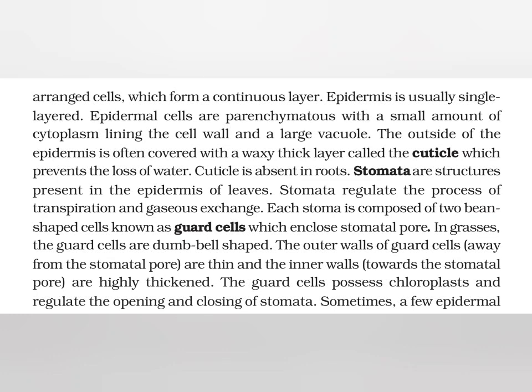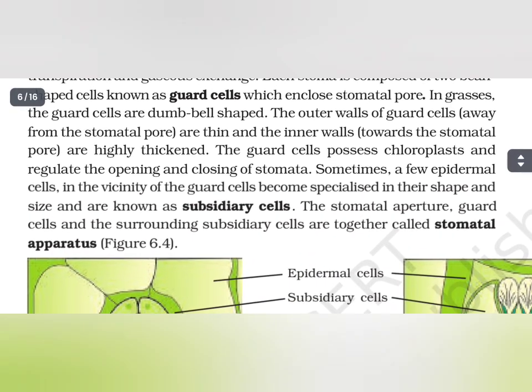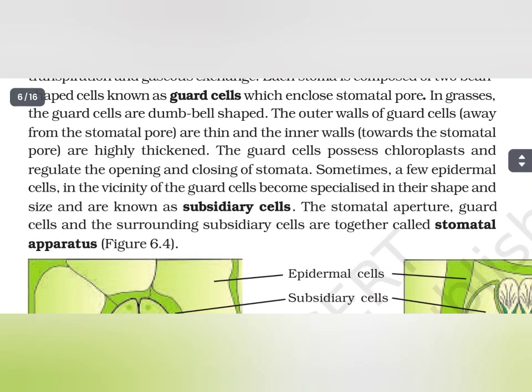Each stoma is composed of two bean-shaped cells known as guard cells, which enclose the stomatal pore. In grasses, the guard cells are dumbbell-shaped. The outer walls of guard cells away from the stomatal pore are thin, and the inner walls towards the stomatal pore are highly thickened. The guard cells possess chloroplast and regulate the opening and closing of stomata.